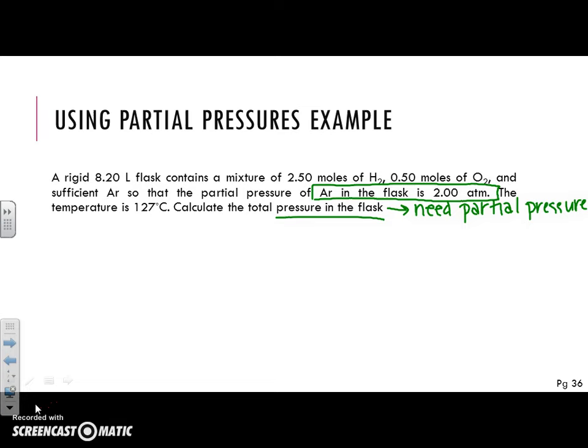So we're going to use the same process we did before. This problem is really nice also because it gave us the mole amount of hydrogen and the mole amount of oxygen. Go ahead and set up this problem. Your first step is to find the partial pressure of hydrogen and oxygen, and then you can add those to the partial pressure of argon to find the total pressure in the flask. Pause the video, see if you can do that on your own, and then check back in to see if you got the same answer that I did.